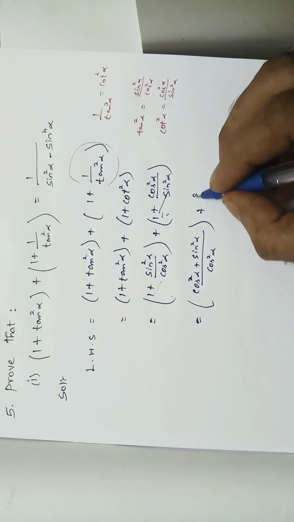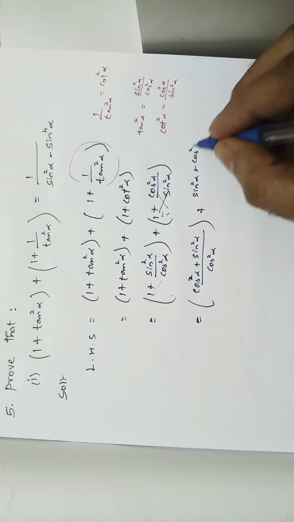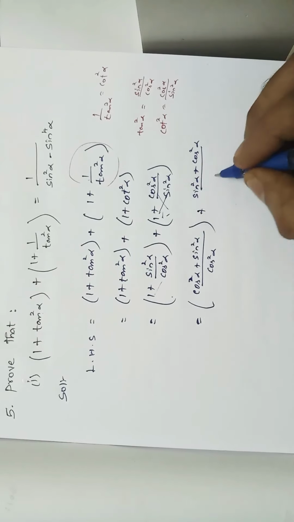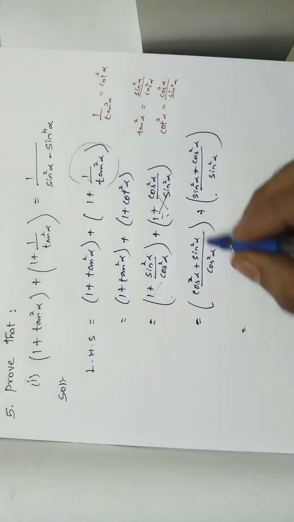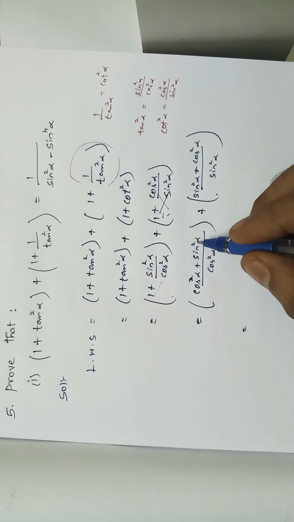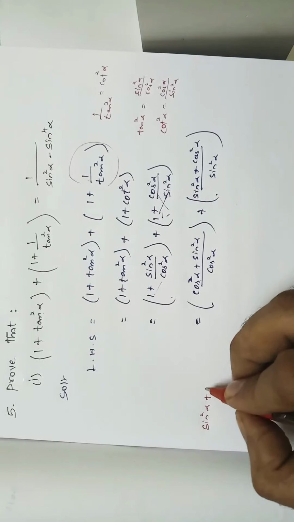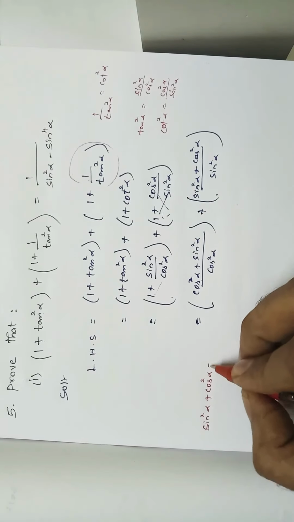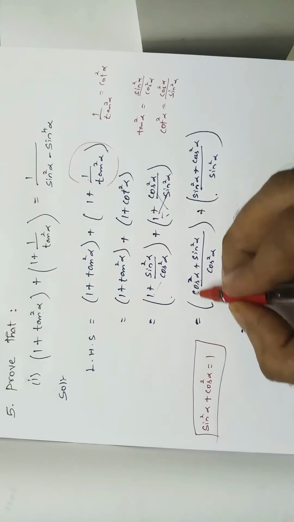Sin square into 1, sin square alpha plus cos square alpha divided by sin square alpha, close the bracket. See the numerator, how it will be: cos square alpha plus sin square alpha. Here sin square alpha plus cos square alpha. Already we know the trigonometric identity: sin square alpha plus cos square alpha is equal to 1. So let's substitute 1.